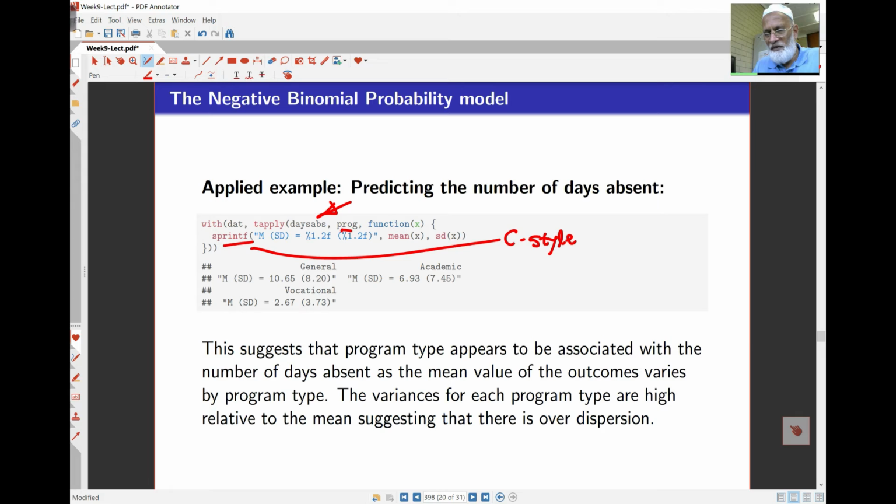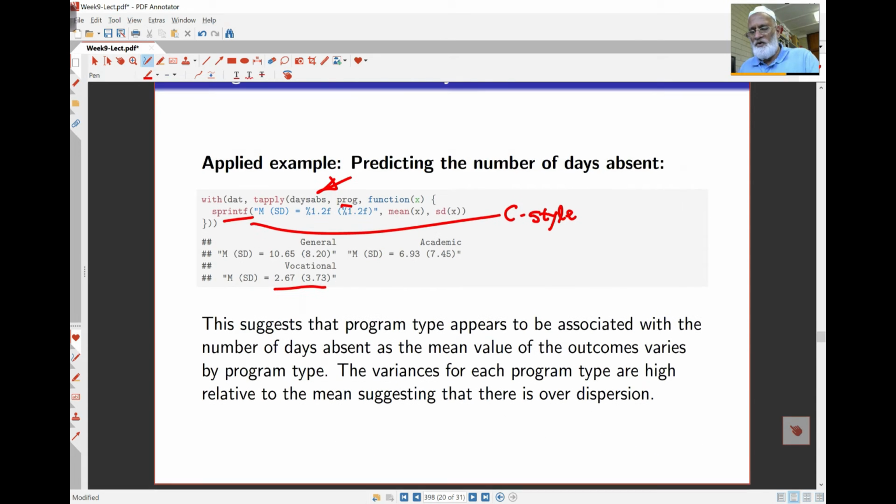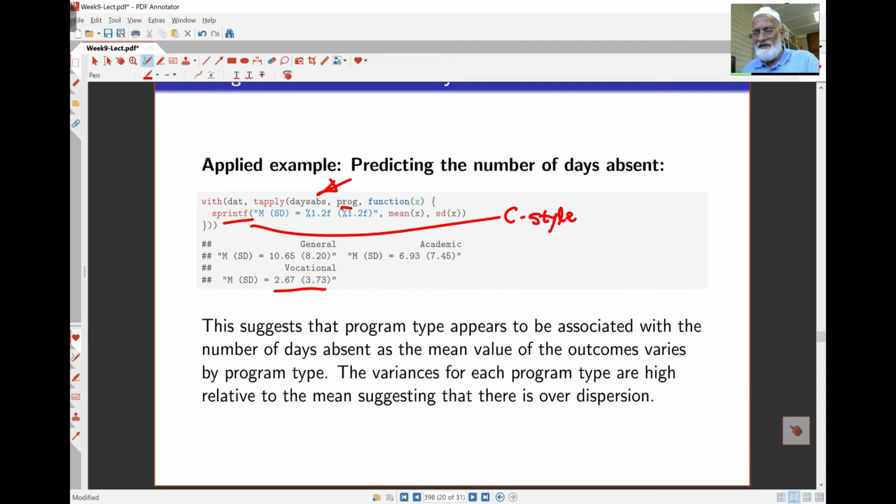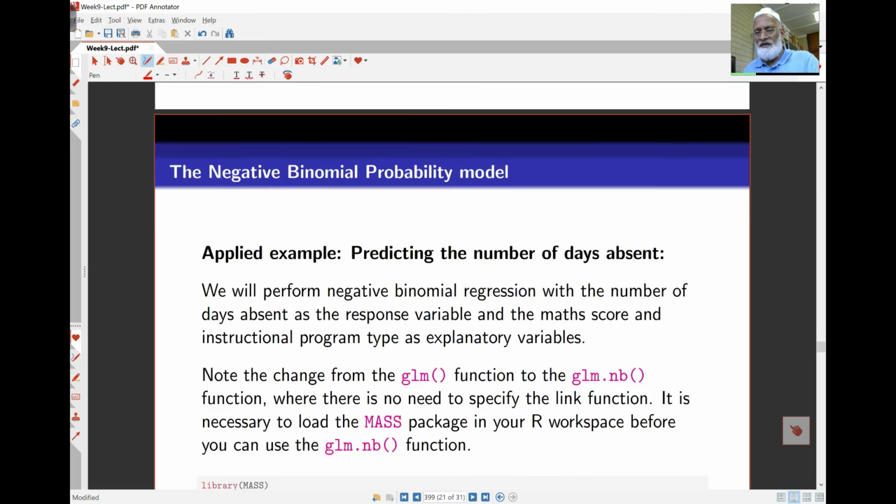General has the mean of 10.65, that is the highest mean, and the standard deviation of 8.2. Academic has mean of 6.93 and standard deviation of 7.45, and then vocational. So we know vocational is the lowest, and it looks to be very much lower than the other ones. Whether general and academic are the same or not, we don't know yet, but the model will tell us. So it certainly shows that the program style is associated with the number of days absent here. We can fit our model here.